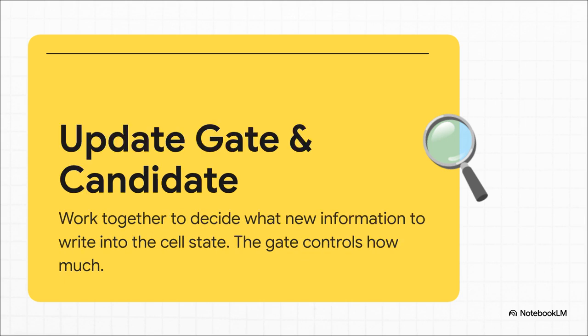Okay, next, the LSTM has to figure out what new information is worth remembering. And this is a two-part thing. First, the network comes up with some candidate information, potential new stuff worth keeping. Then, the update gate acts like a bouncer, deciding exactly how much of this new info actually gets to be written into the long-term memory.